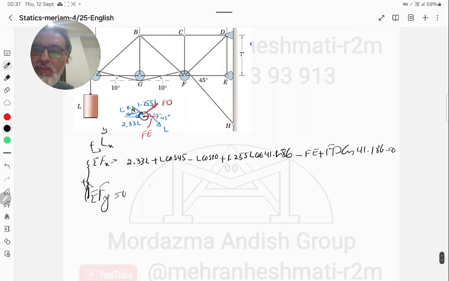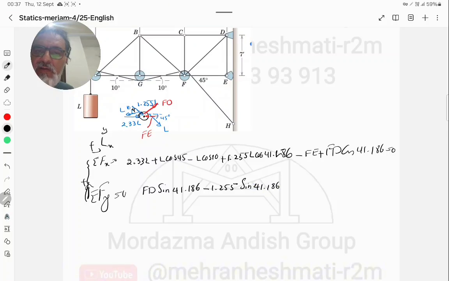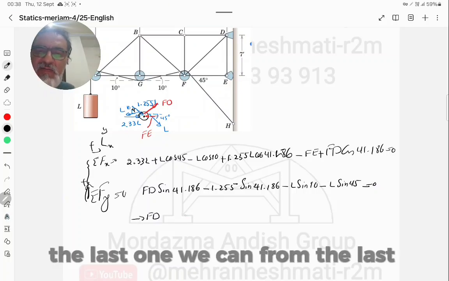For the summation of Fy, we have FD sine of alpha minus 1.255 sine of alpha again, and minus L sine of 10 and minus L sine of 45. From the last one we can find FD.